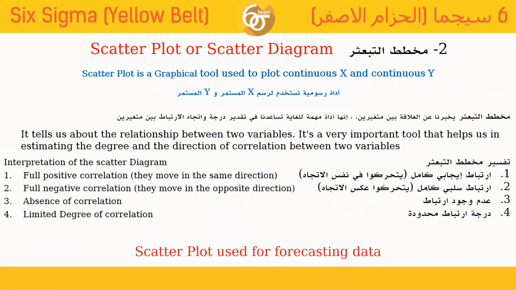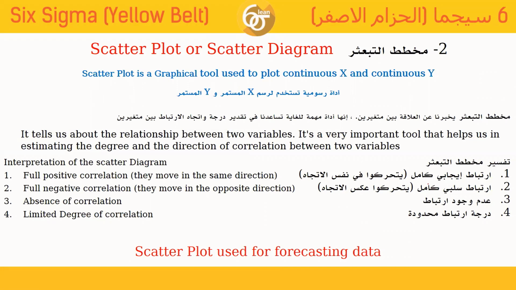A scatter plot tells us about the relation between two variables. This is a very important tool that will help us estimate the degree and the direction of the correlation between two variables. So there are two variables, and the scatter plot will help us to know the correlation between those two variables.